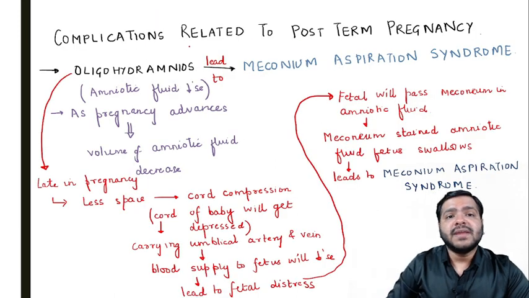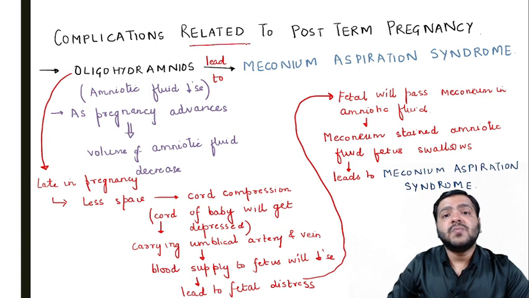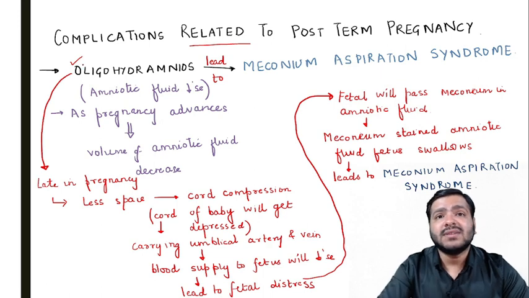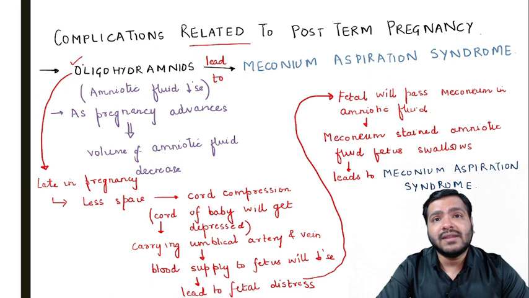What are the complications related to post-term pregnancy? The very first one is oligohydramnios. You all know that oligohydramnios means that the amniotic fluid will decrease.